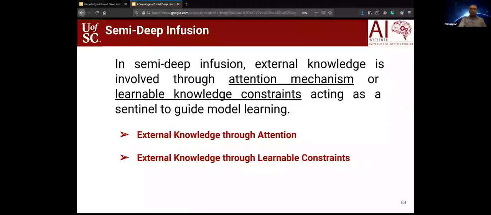Moving on to semi-deep infusion. In semi-deep infusion, we are talking about an attention mechanism and learning knowledgeable constraints. These are the two prominent methods developed and used so far, where you can bring external knowledge into your knowledge infusion paradigm.